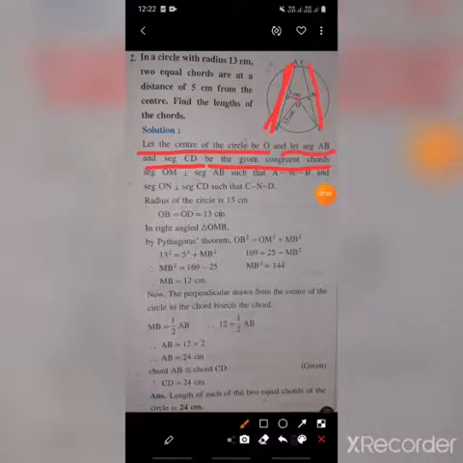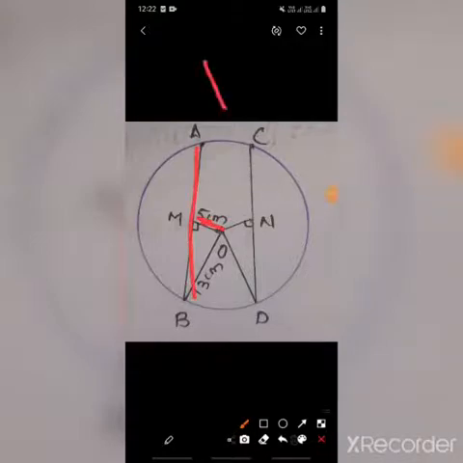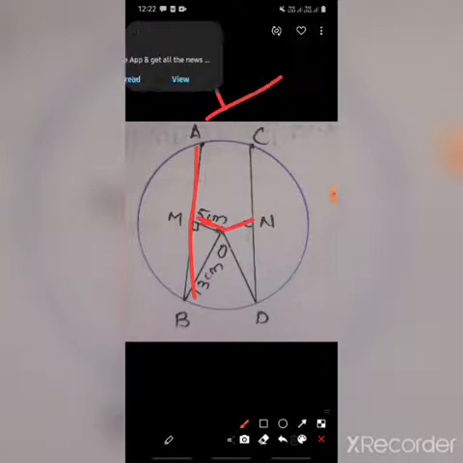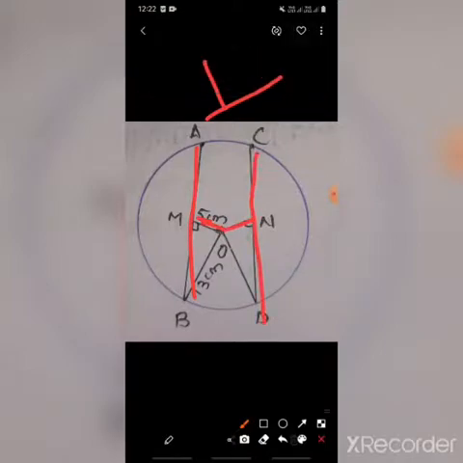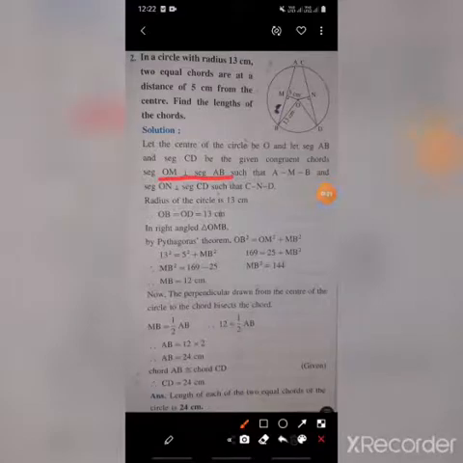Okay. Then segment OM is perpendicular to AB. Here you can see segment OM is perpendicular to AB. The sign will be created. Then segment ON is perpendicular to CD. So segment OM is perpendicular to AB, at M, and segment ON is perpendicular to CD, at N.